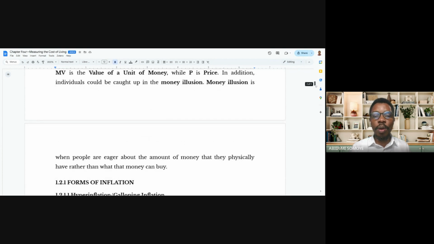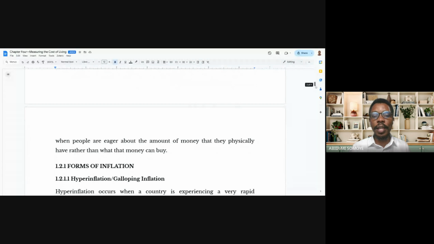So I said money illusion is when people are eager about the amount of money that they physically have rather than what the money can buy. All right, you get it now.